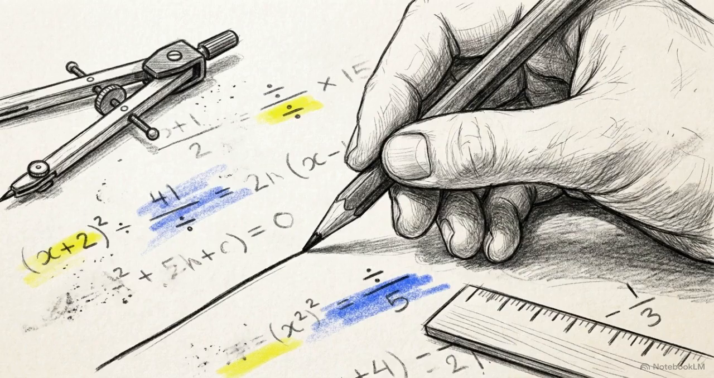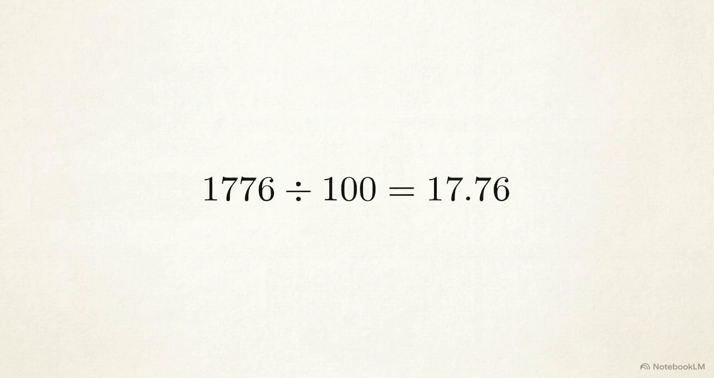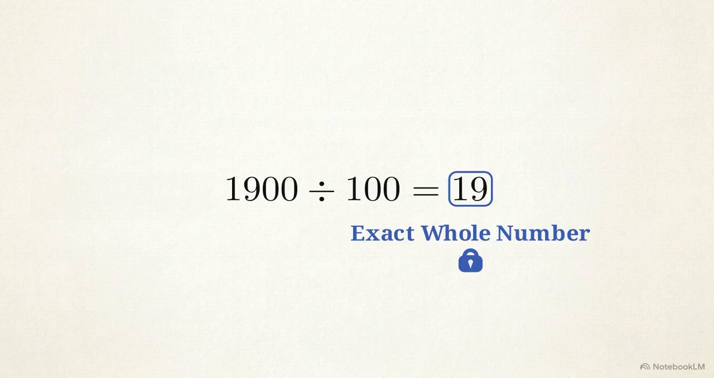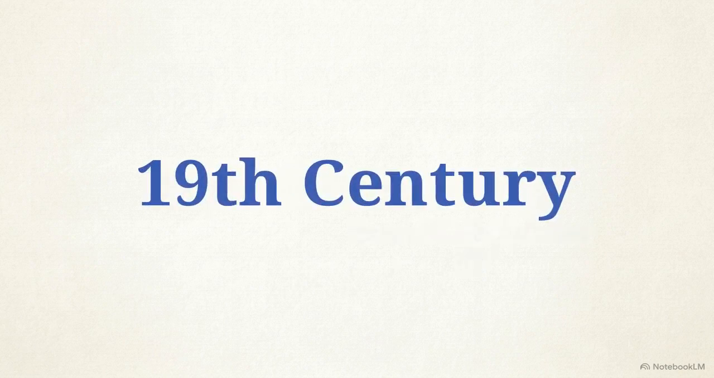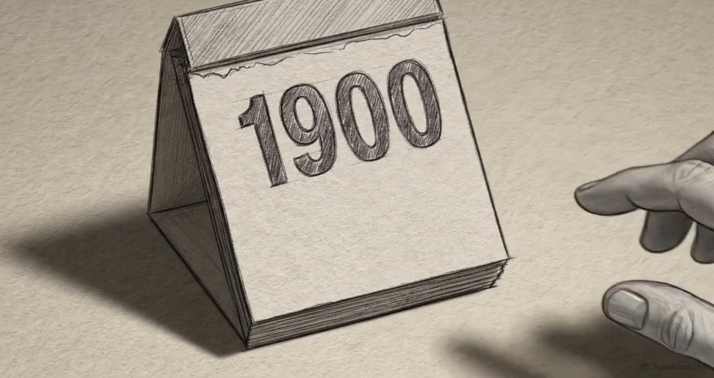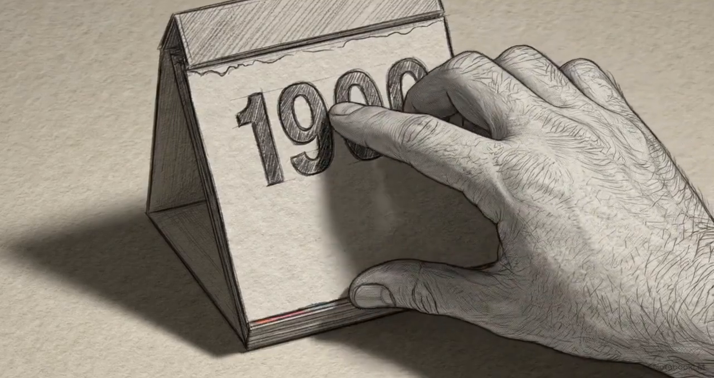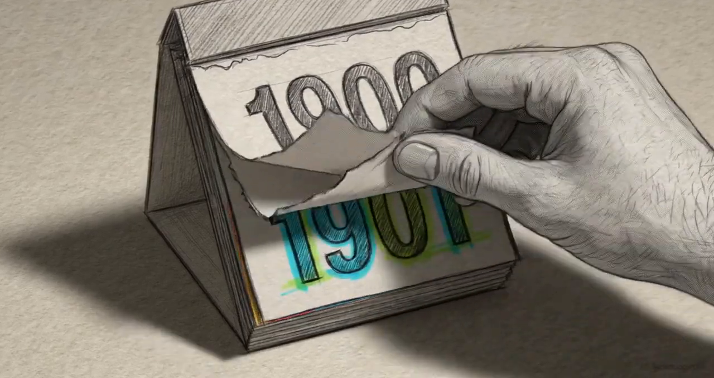If you prefer a more mathematical approach, you can reach the same conclusion by dividing the year by 100. 1776 divided by 100 is 17.76. Since there's a remainder, we round up to 18. But dividing 1900 gives us exactly 19. There's no remainder to round up, so the century is 19. This ensures we don't count a new century until the first year of that new block actually begins.